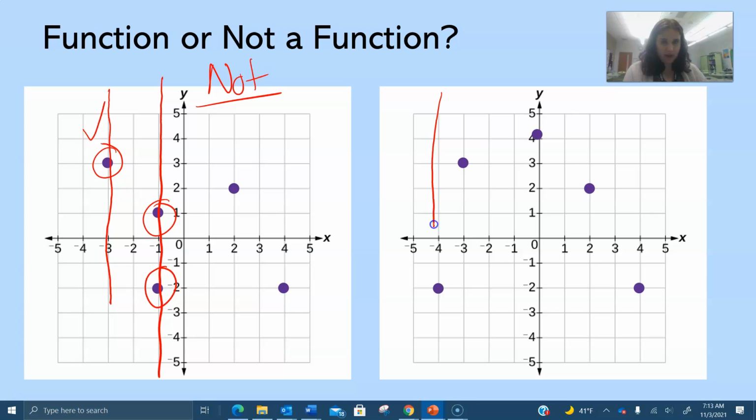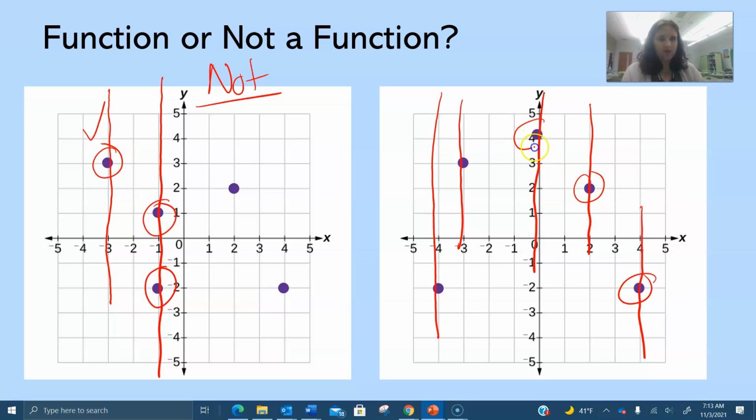The second one, if I draw a vertical line through all of these dots, it will only hit 1 point or 1 dot. So only 1 point through each line. So this one is a function. And that is how you use the vertical line test.